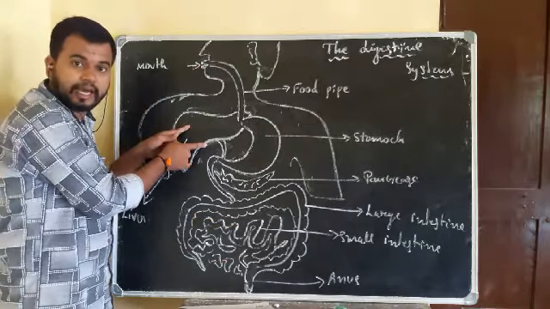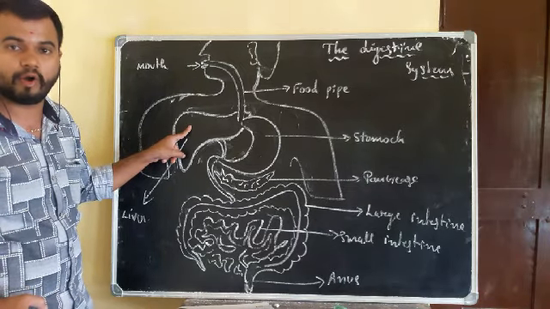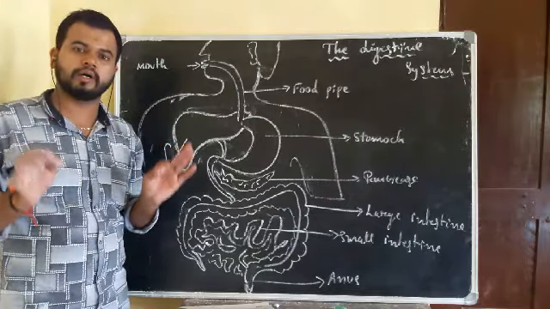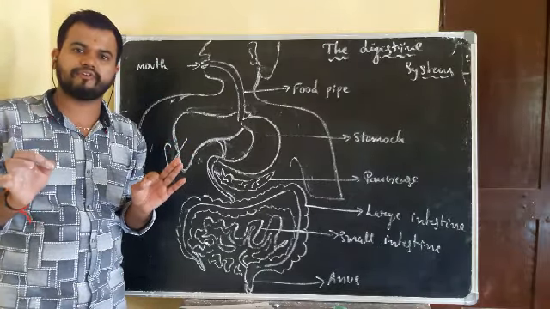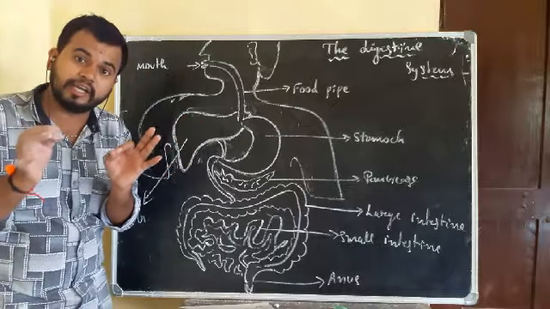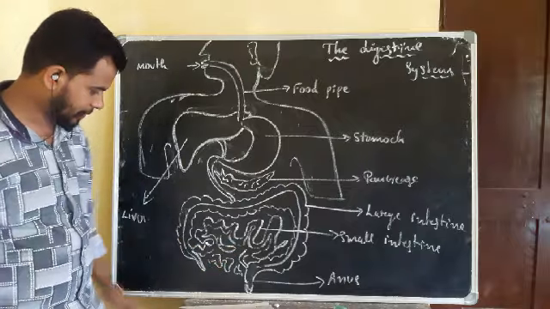And the liver is the longest organ of our body. Remember this point. Which one is the longest internal part of our body? Liver. Which one is the longest part in the digestive system? That is the small intestine. Remember these two points.